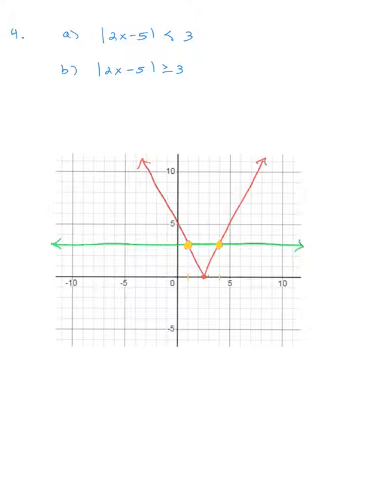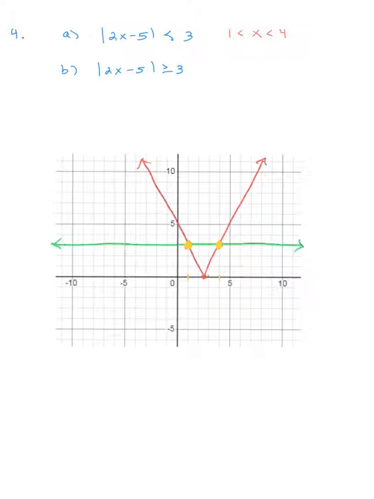So for part A, this is lower than 3. That's everything from 1 to 4, not including either because there's no equal sign on this inequality. So here's how you could record your answer. You could say 1 is less than x is less than 4.